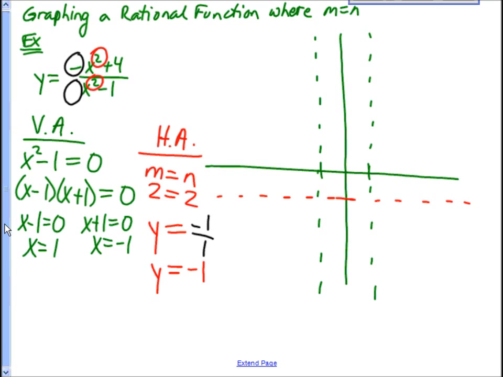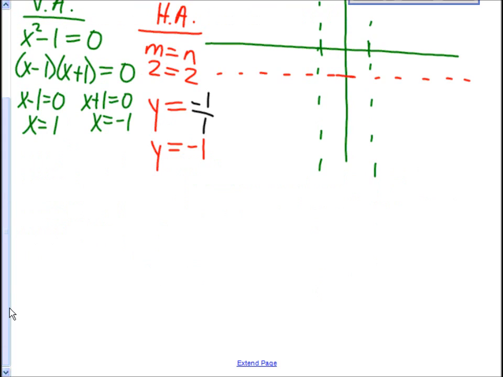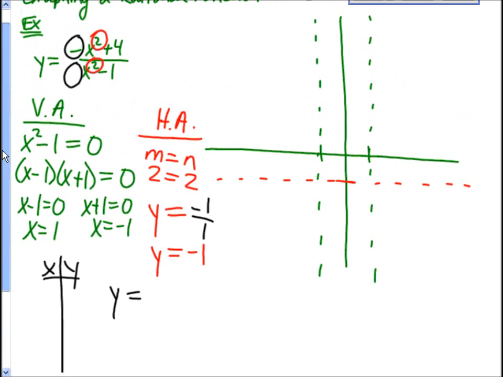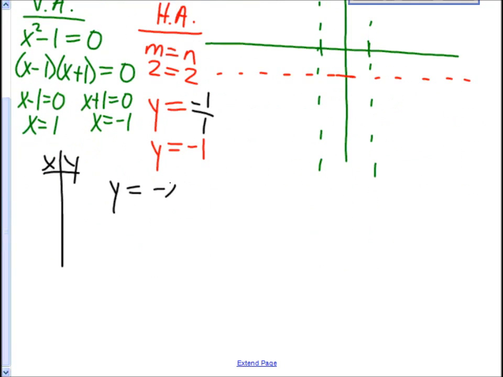Okay, and from here, as you would probably suspect, you're just going to plug some points in. So we have y equals negative x squared plus 4 over x squared minus 1. We're going to plug in points to the left of negative 1, to the left of that first vertical asymptote, so negative 2, negative 3, negative 4, until we get a feel for that. Plug some in between the vertical asymptotes, and plug some into the right.